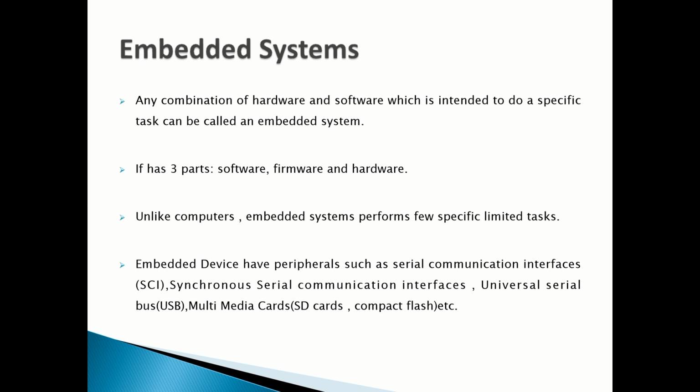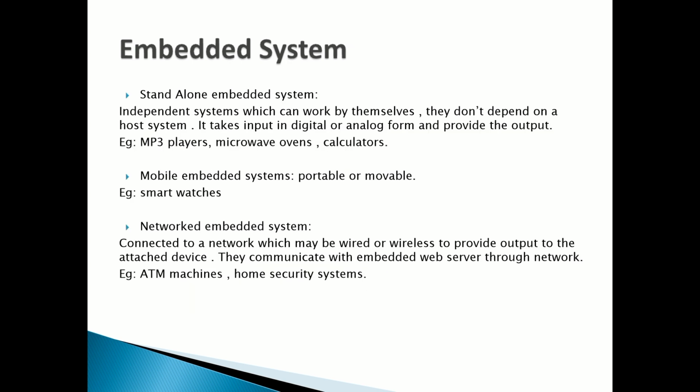And then I introduce embedded system. An embedded system is a combination of hardware and software which is intended to do a specific task. Embedded system is divided into three parts: software, firmware, and hardware. Unlike computers, embedded systems perform a few specific limited tasks.